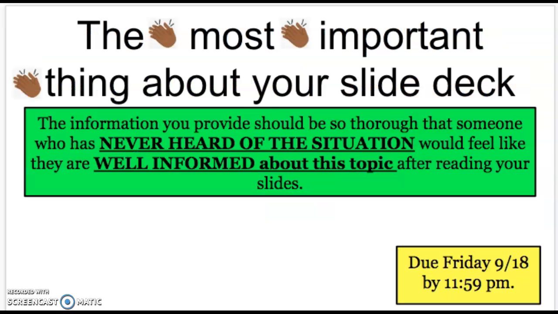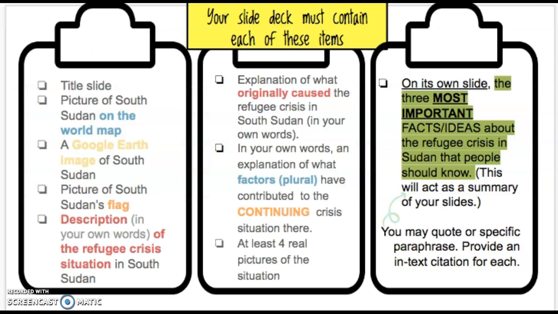This is the most important thing about your slide deck. The information you provide should be so thorough that someone who has never heard of the situation before would walk away from your slide deck and feel well informed about the topic. So if I were the one doing this and you had never before heard of the situation in South Sudan, I need to, through the use of my information and my visuals, teach you so that you walk away and you could explain it to somebody else in depth.